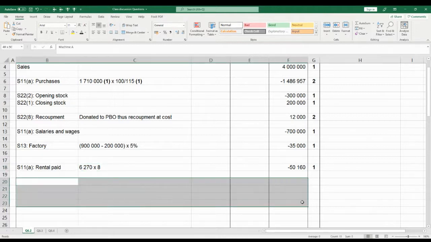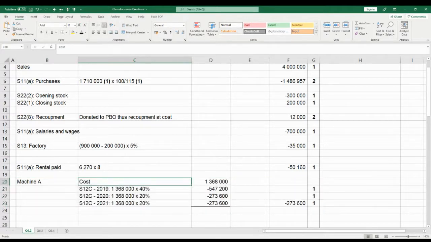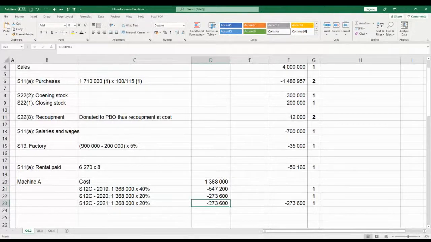So what you do for that machine is you start off with the cost, which is the 1.368 million. Then we work out your capital allowance per year. Now we said year one was 2019, which was 40%, which is 547,200. Year two is in 2020, which is 20%. Year three is also 20%. Now, because we're in year three, that amount would be the capital allowance that we include in our taxable income amount. The other amounts would be the prior year.